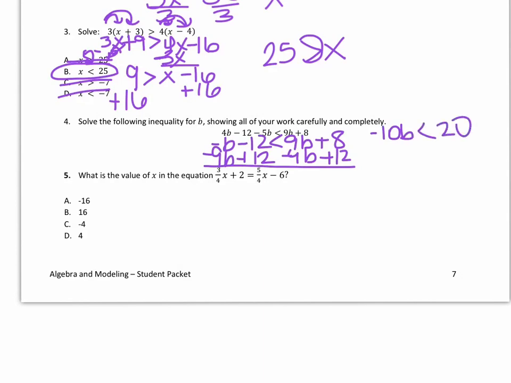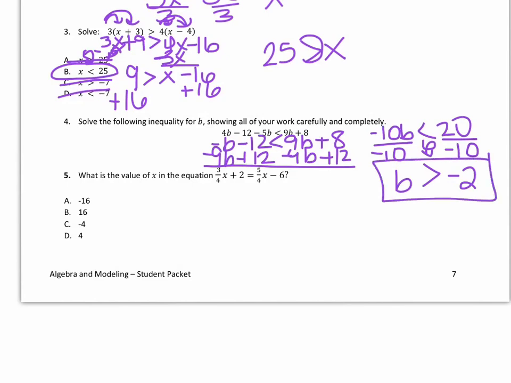Now I could have done number 3 the same way, but then see on number 3 I didn't want to do that because I wound up with a negative coefficient. So this time I do, so that I can remind you that if I divide both sides by that negative 10, I flip my inequality. So now it becomes b is greater than negative 2. And that would be your answer.